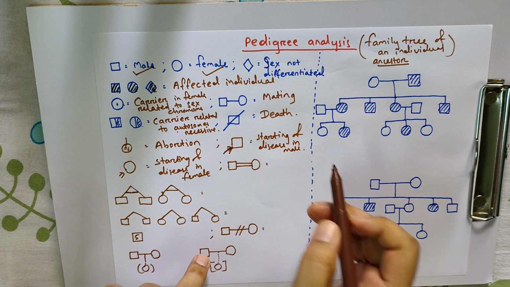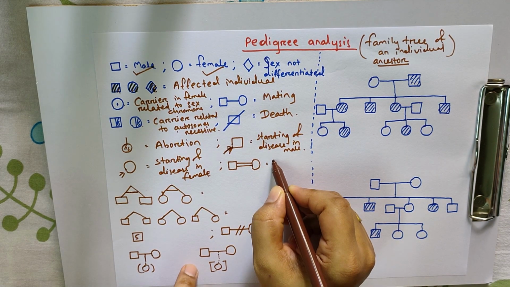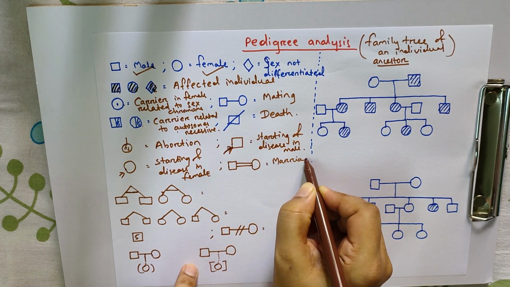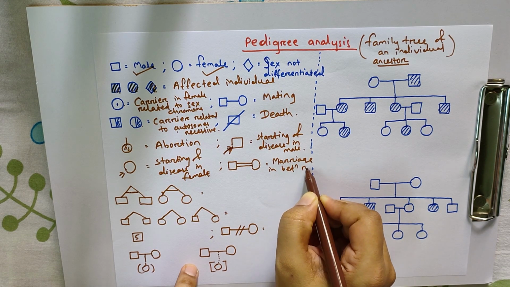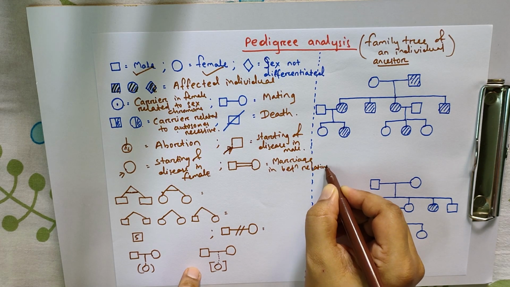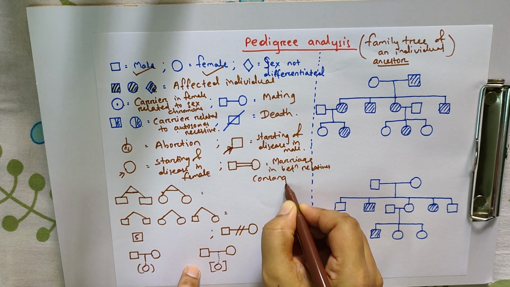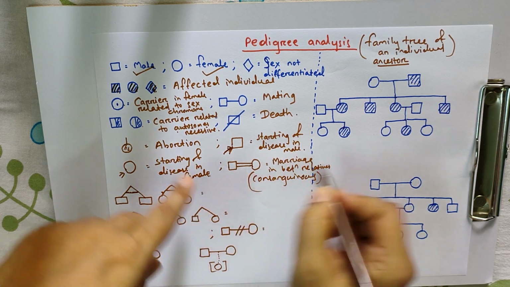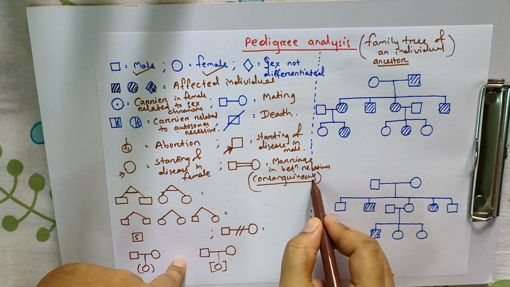This determines marriage or mating between relatives, that is consanguineous type. Marriage or mating within relatives is consanguineous type.